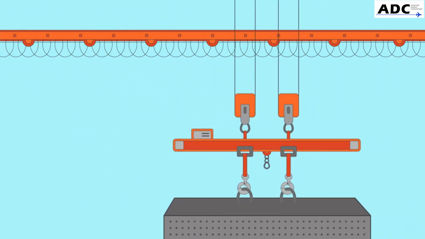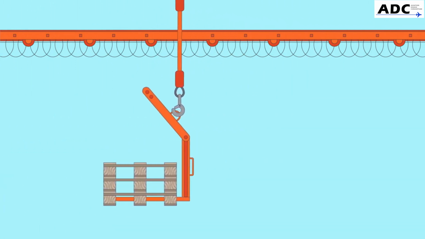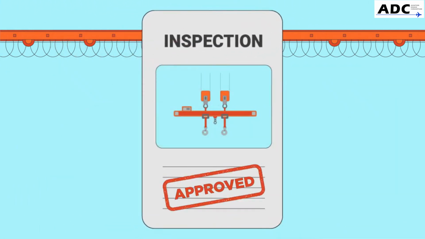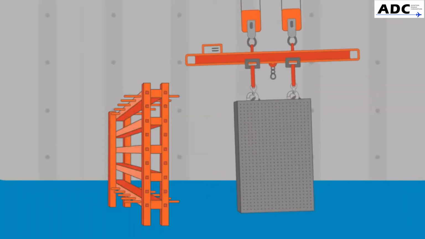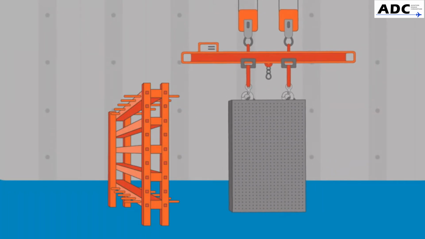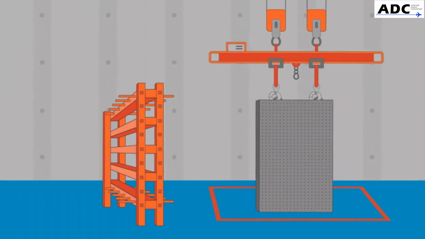Use the right lifting equipment for the load and ensure that the equipment has been inspected and approved. A lifting beam can be used to prevent sway, and the crane can be equipped with a frequency inverter and active safety technology.